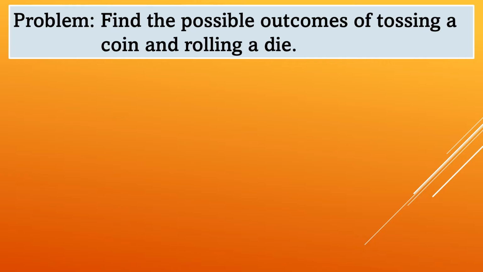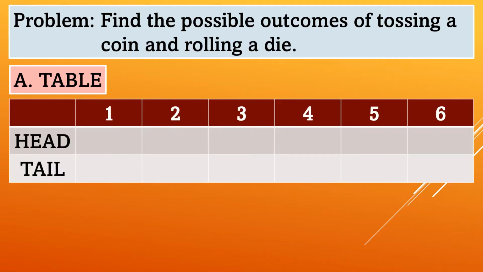Okay, let us take this example. The problem says that we are going to find the possible outcomes of tossing a coin and rolling a die. So, we are going to find the possible outcomes using the table. So, we have here our table.